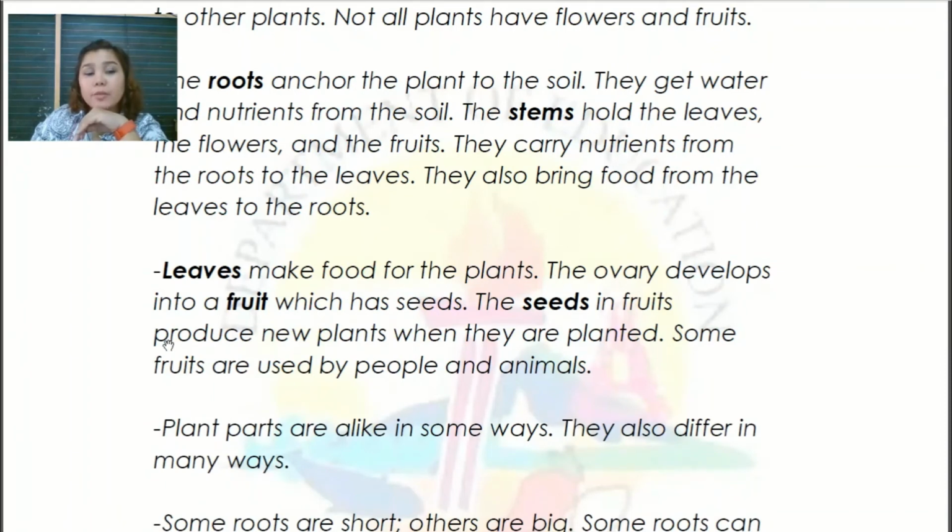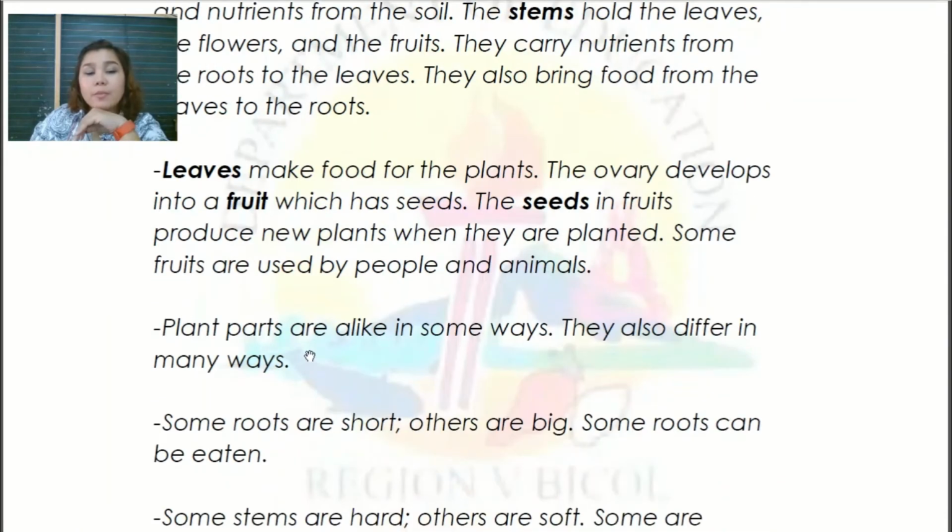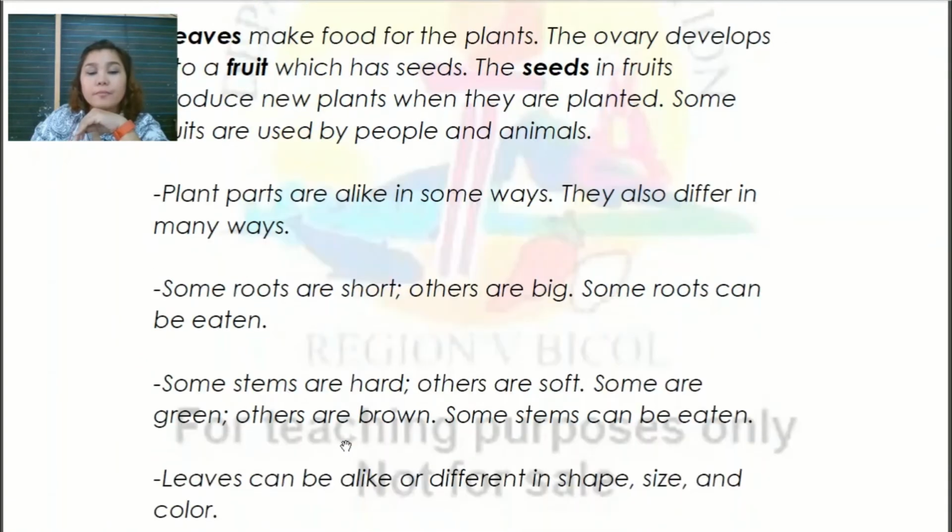The ovary develops into a fruit which has seeds. The seeds and fruits produce new plants when they are planted. Some fruits are used by people and animals. Plant parts are alike in some ways. They also differ in many ways. Some roots are short, others are big. Some roots can be eaten.